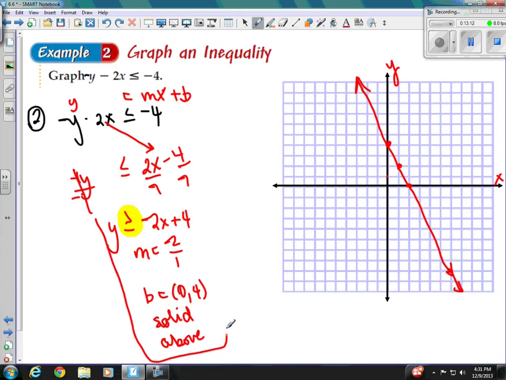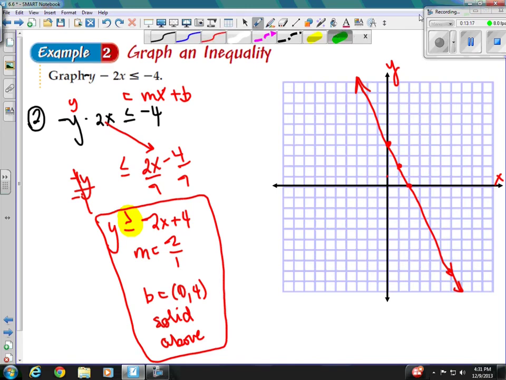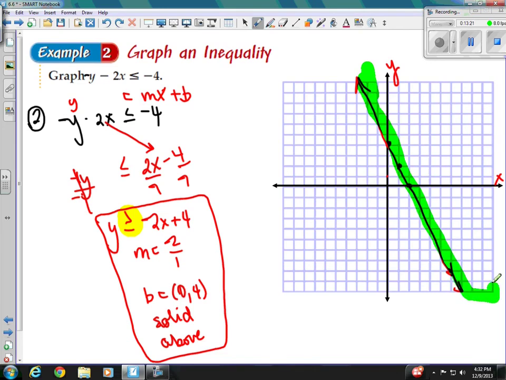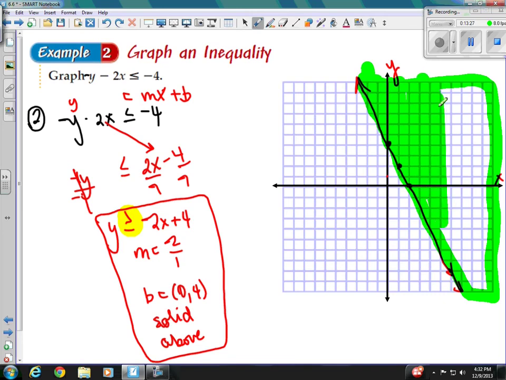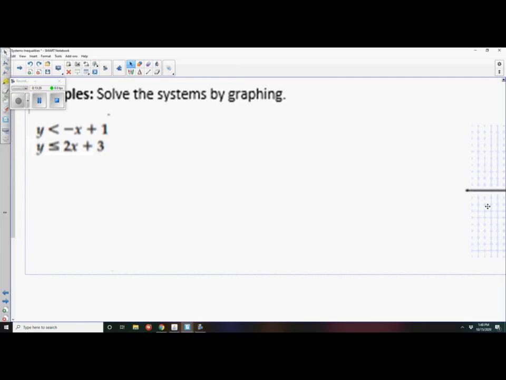So here's all of our information. Come over to our line, and for a negative slope, above it is to the right side. So we want everything above our line, everything up. There we go. And once we have that whole region shaded, we're good. And this concludes our graphing inequalities.